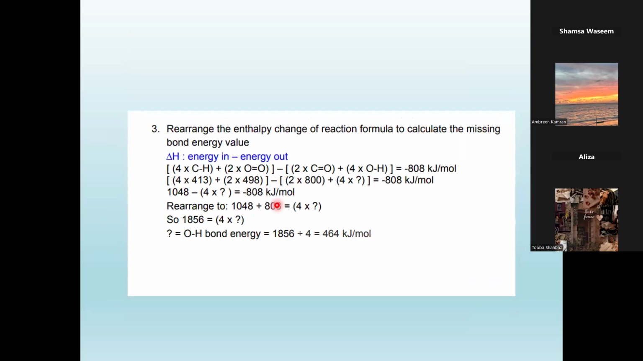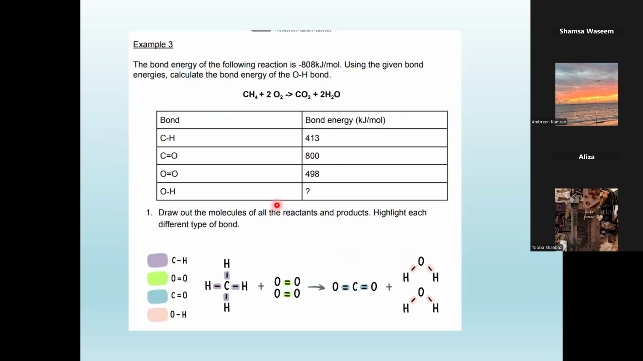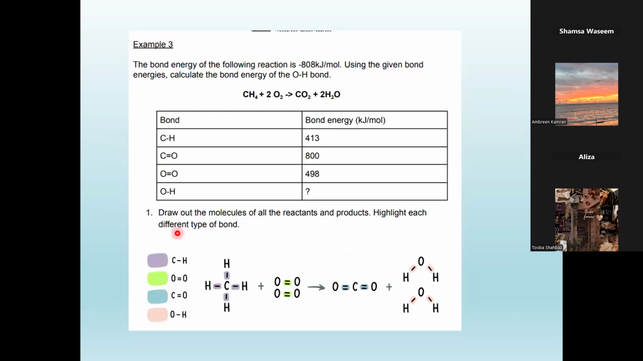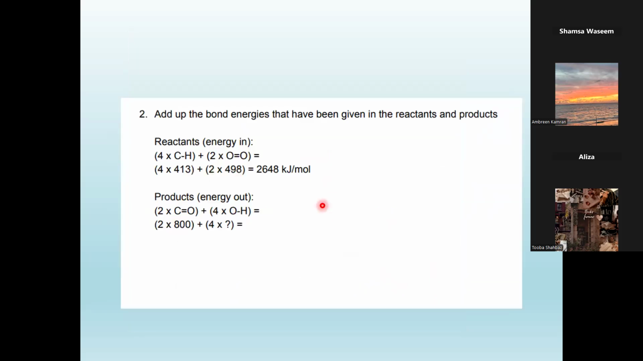As products, the energy given out is going to be 2 carbon double bond oxygen bonds, because the 4 O-H bond energy is what we have to find out. So the energy given out for the products is going to be 2 multiplied by 800, because there are 2 carbon double bond oxygens, plus 4 O-H bond energies that we have to find. Do you understand till here?